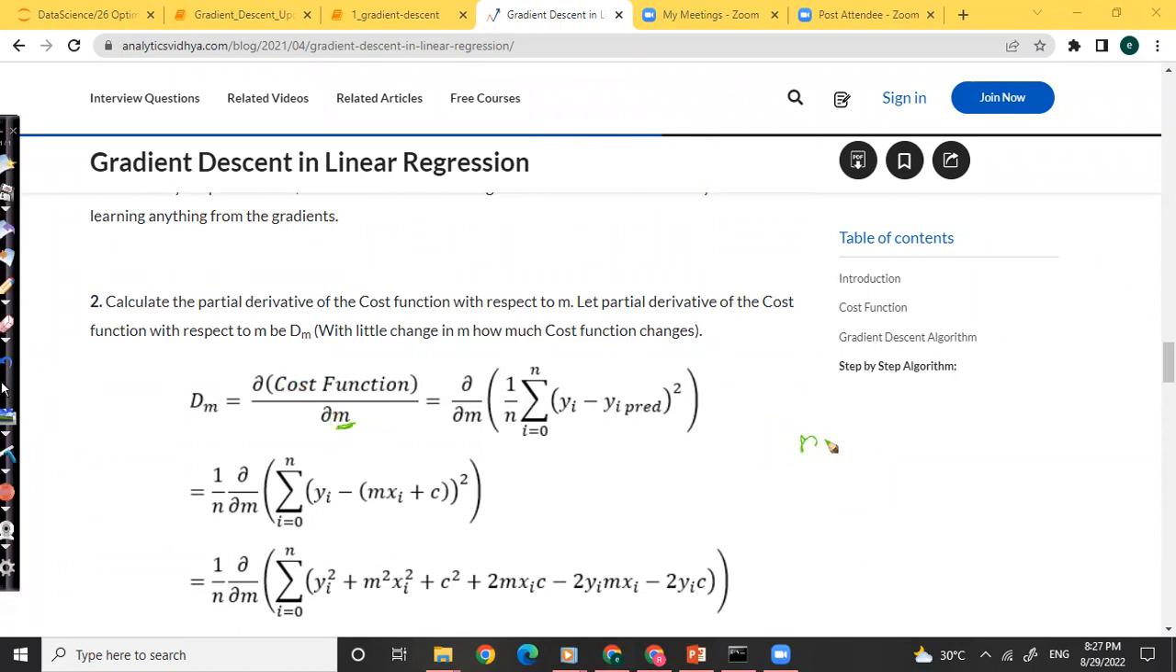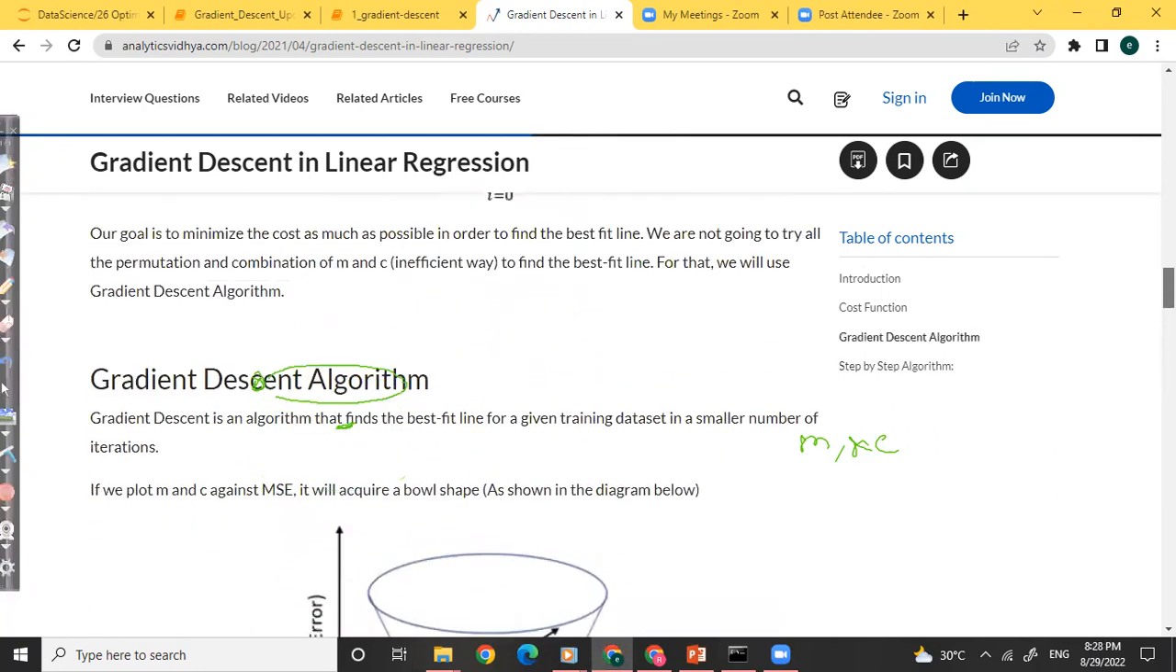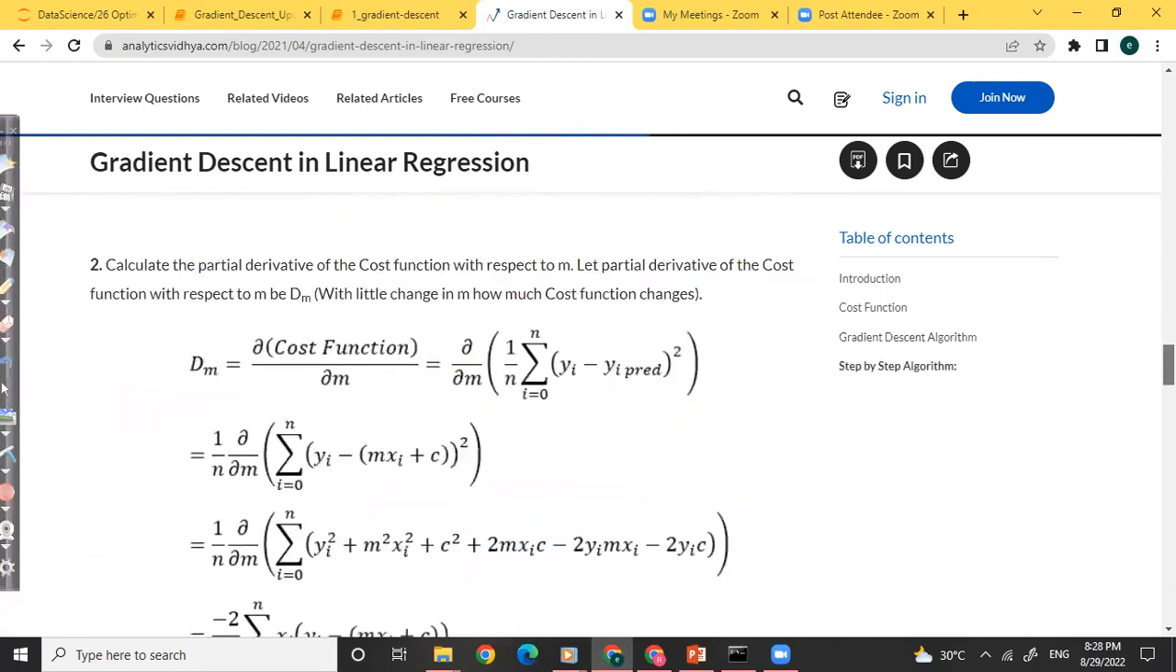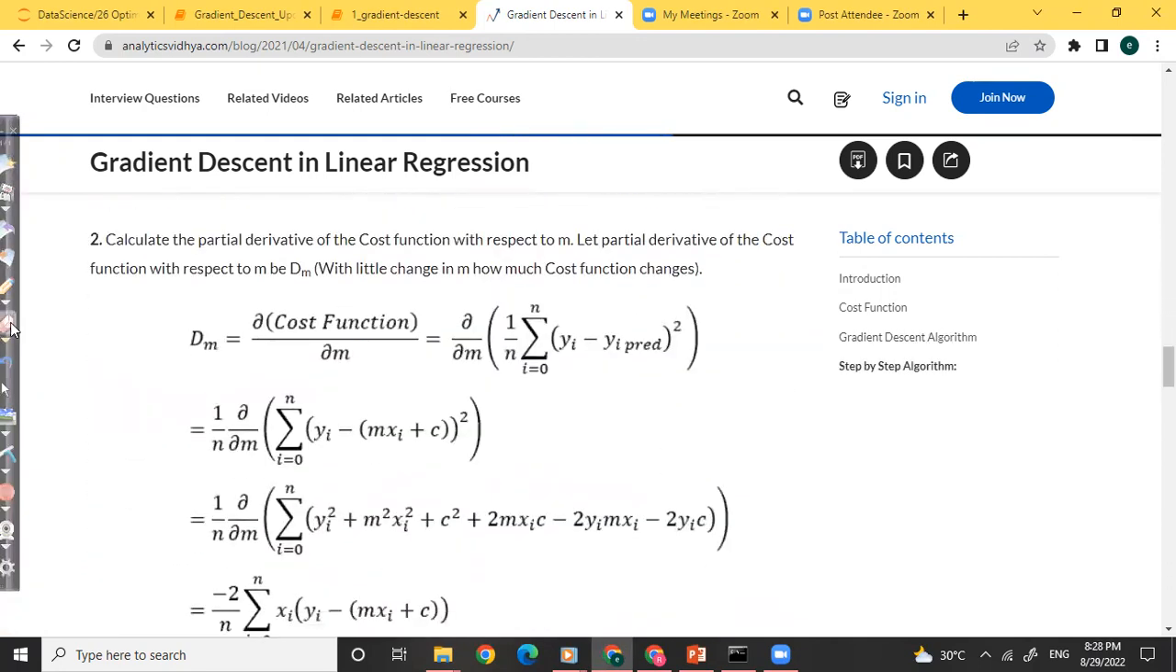There are two variables, right? M and C. With respect to M, we are integrating. This is a partial integration, because there is more than one variable. So what is the cost function here? We already know the cost function. We are integrating this cost function with respect to M, because we have two variables M and C.